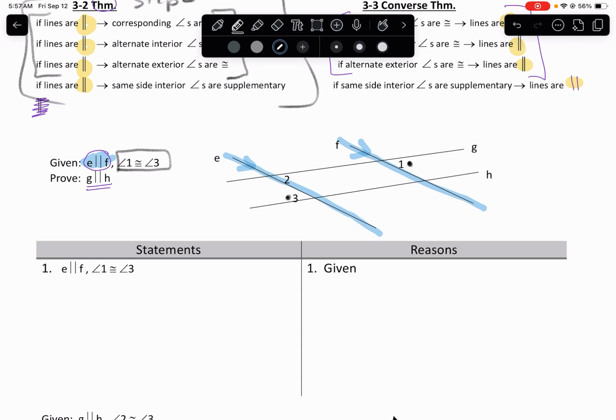It's one of the things that we would need. So because I can use G as a transversal, I can talk about angle 2 and angle 1.